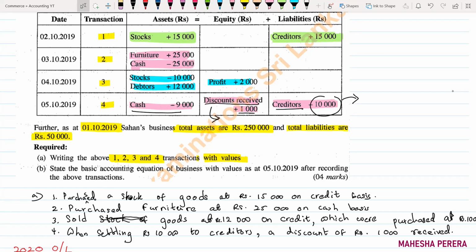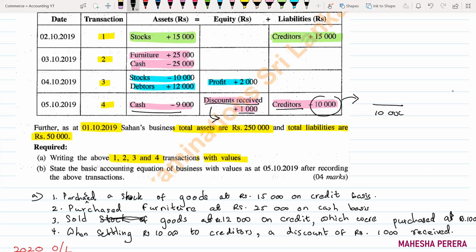Cash paid to creditors 9,000, discount received 1,000 rupees. Right? But anyhow, the simplest way was not mentioned in the marking scheme. So that's why I took this way. When settling this much to creditors, a discount of 1,000 rupees received. Or instead of 1,000, you can put the discount percentage. So how do you find the discount percentage? It's simply the due amount is 10,000. The discount amount is 1,000. So what's the percentage?